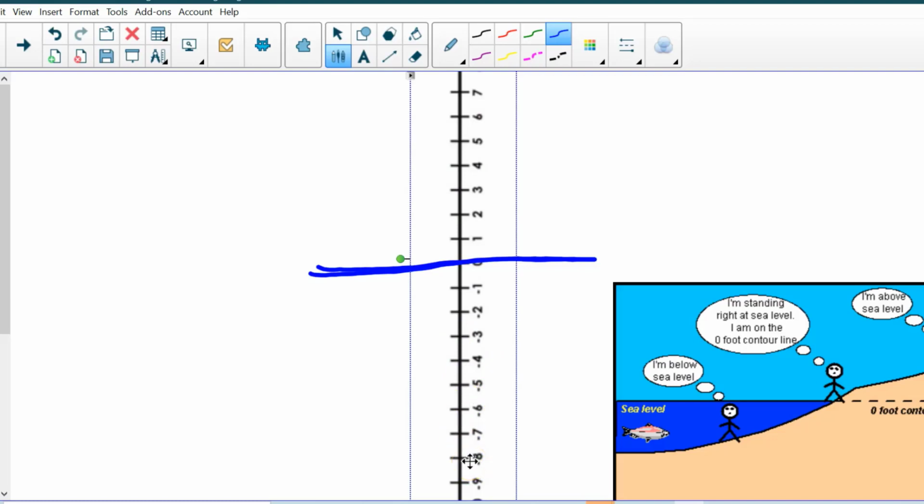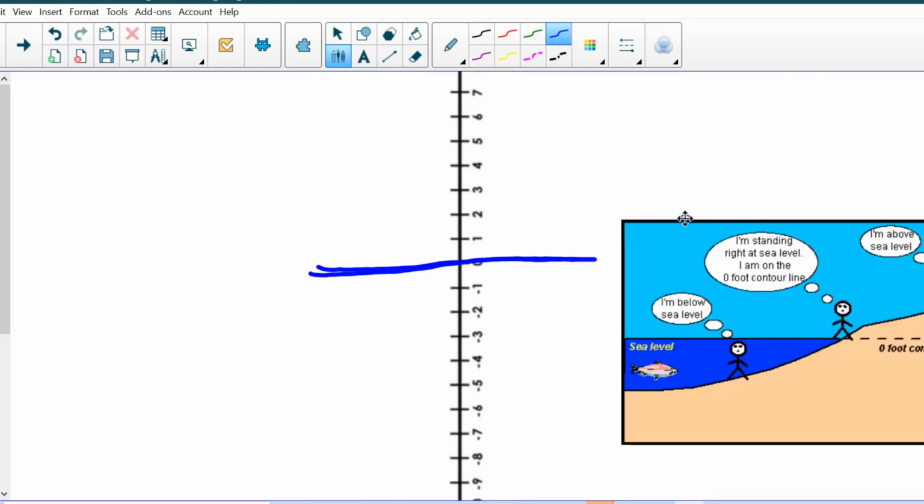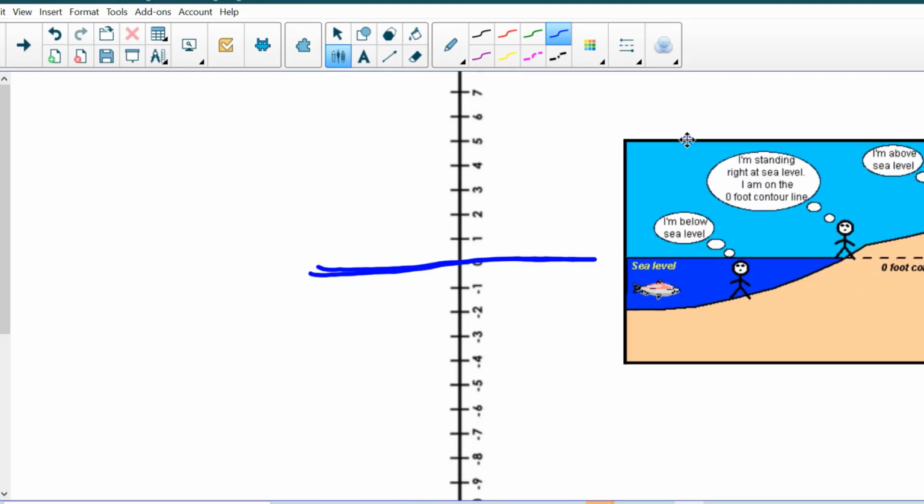You may also think of a thermometer, talking about temperature. So I'll just put this cute little picture here. We have sea level right here, and then below sea level, underwater, and above sea level right here is above the water. So thinking about that, we can use that to compare and figure out which numbers are greater.